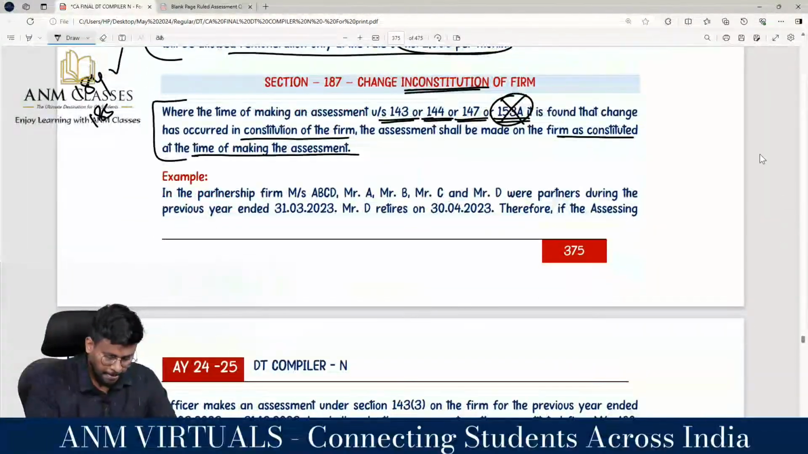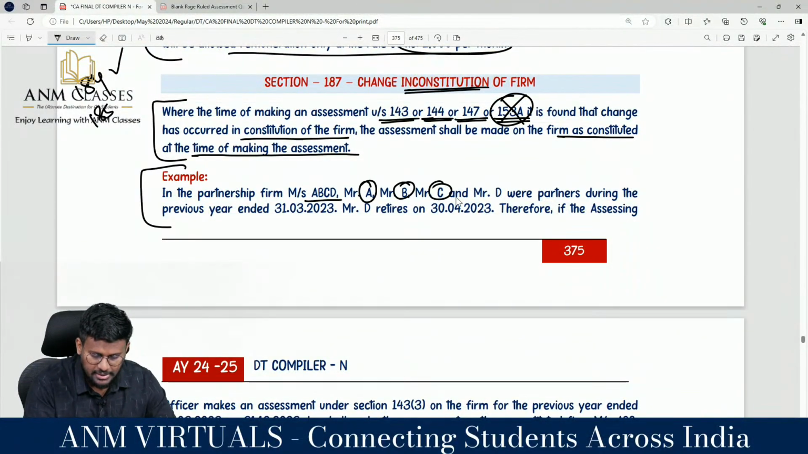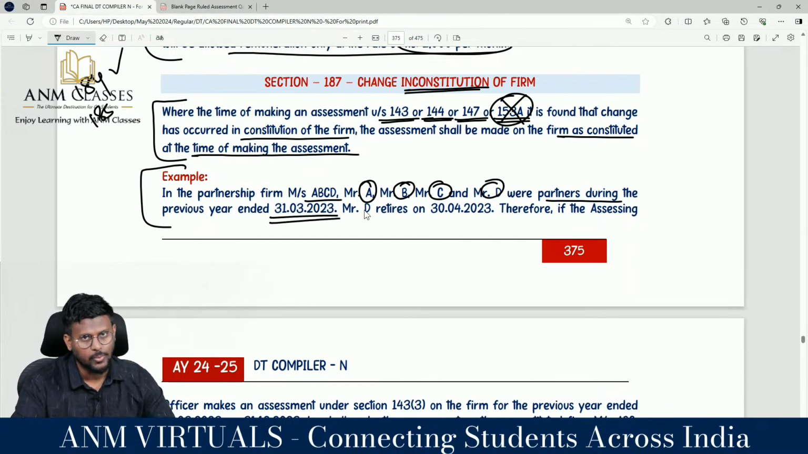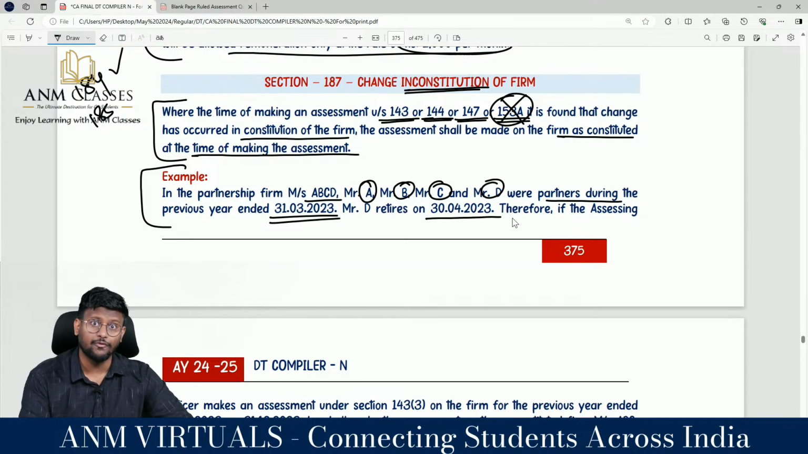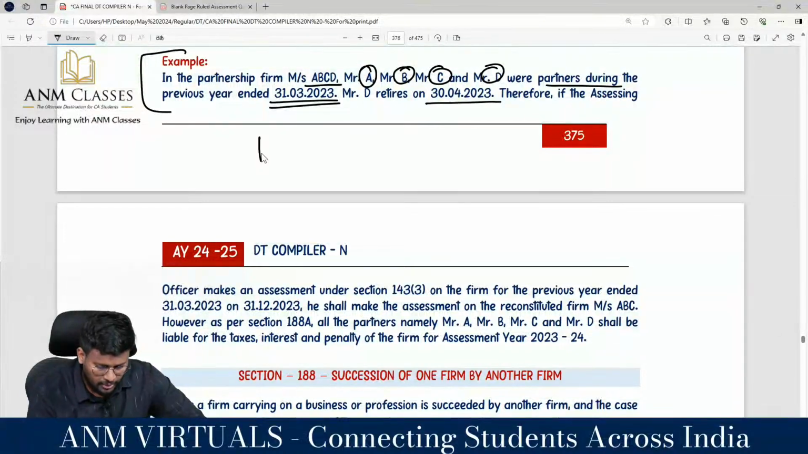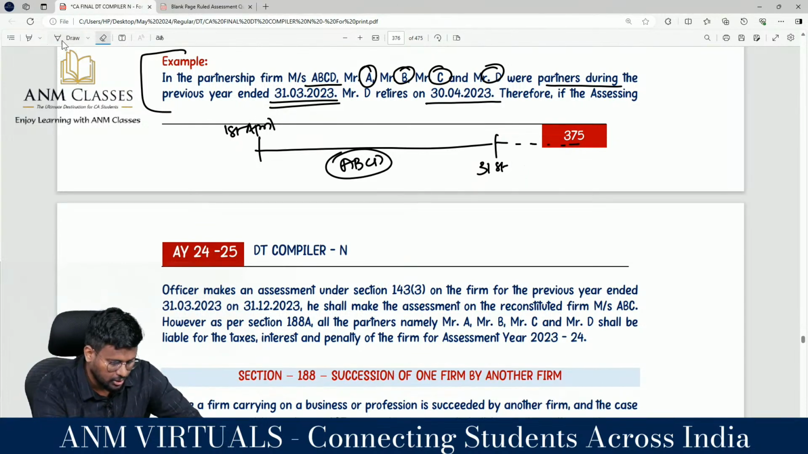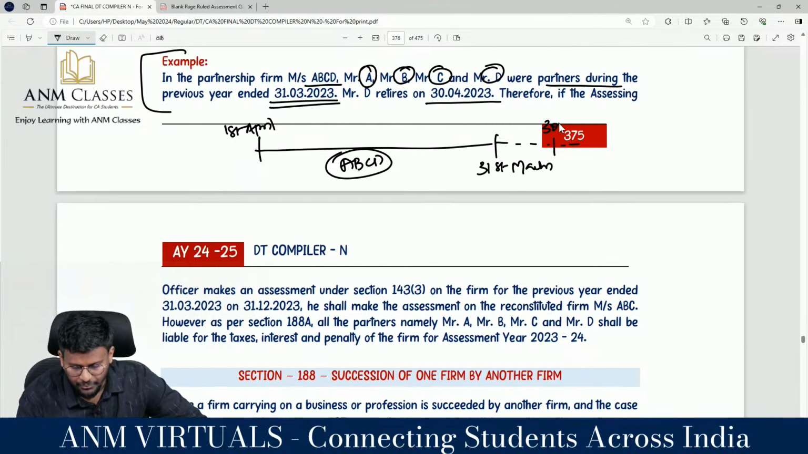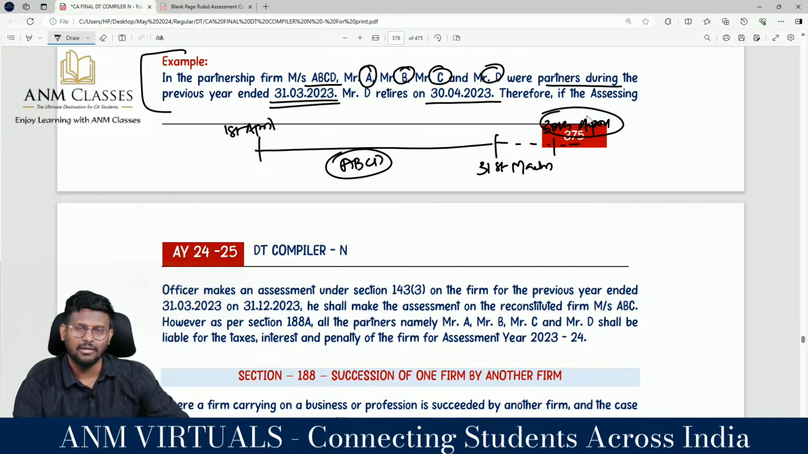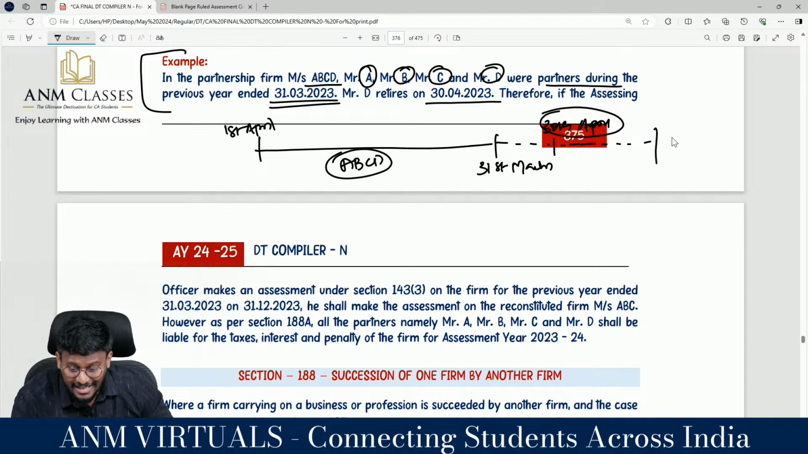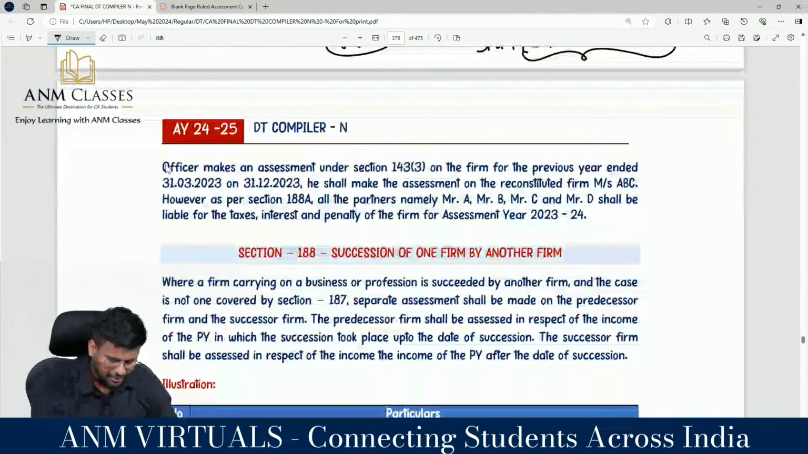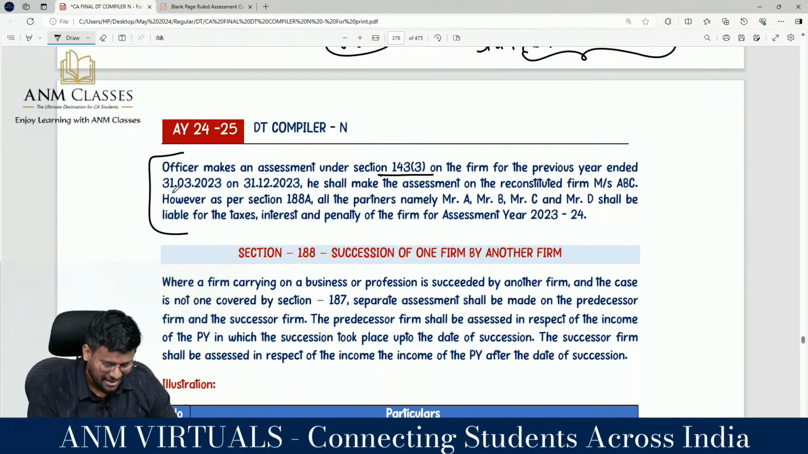For example, in the partnership firm, Messrs A, B, C and D were partners during the previous year ended 31/3/2023. Mr. D retired on 30/4/2023. That means we are going to do the assessment from 1st April till 31st March, right? During this period, A, B, C, D all were partners. But after 31st of March, on 30th of April, one partner has retired. So there is a change in the constitution of the firm on the date of assessment, because assessment is happening after 31st March. Now, the officer makes an assessment under 143(3) on the firm for the previous year ended 31/3/2023.